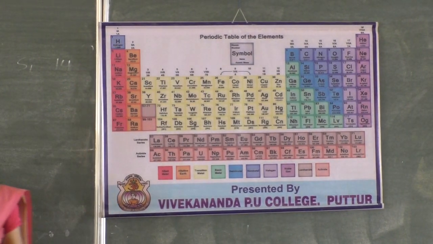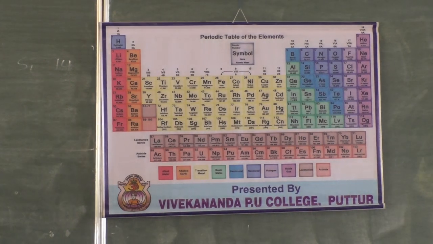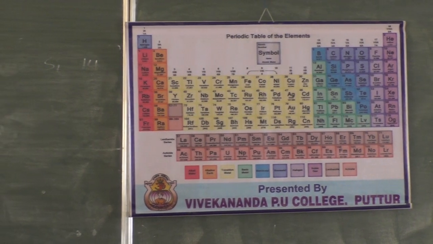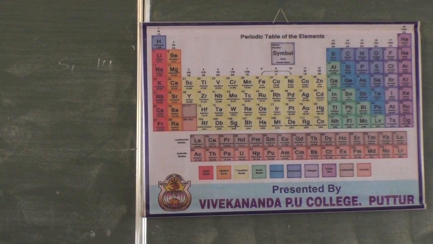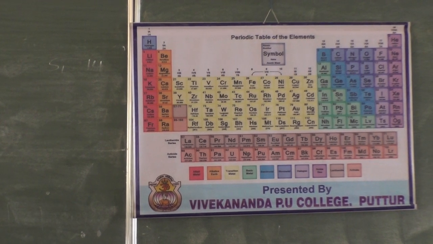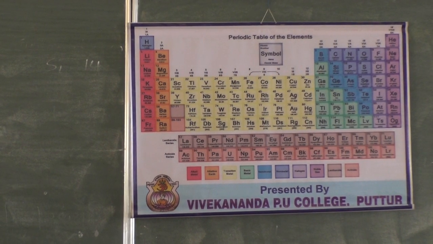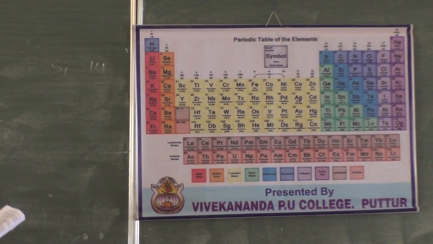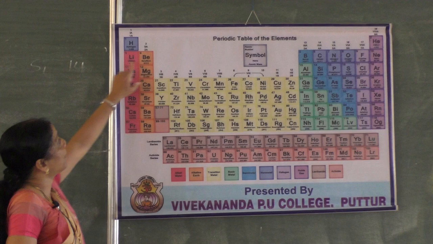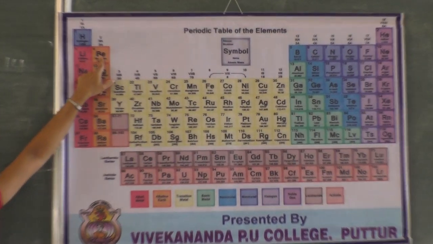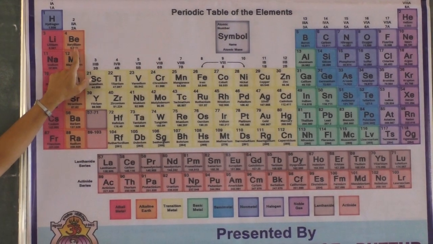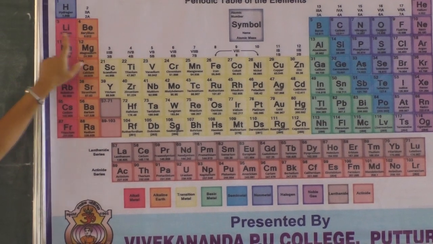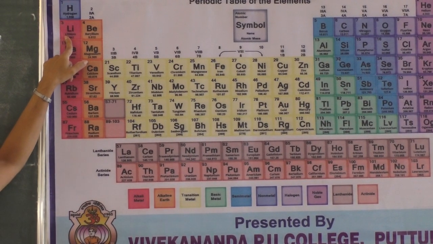That means you have to arrange these elements in the decreasing order of their atomic radius. See, the first element they have given is beryllium. We know that beryllium belongs to the second group, not to the first group, isn't it? Along with the beryllium, they have given the lithium also. Lithium is the first group element.